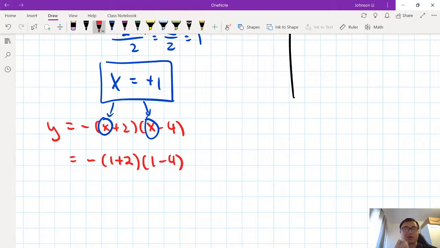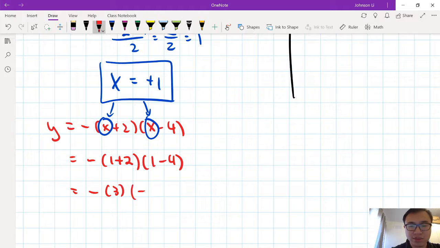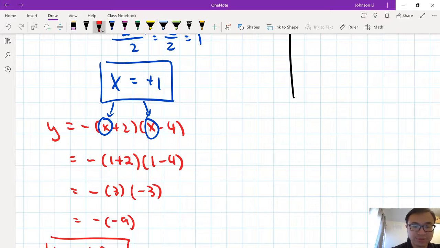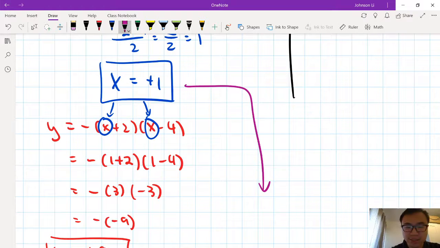Now that we have this down, we finish off the equation by calculating whatever y is equal to. So 1 plus 2 is equal to 3. 1 minus 4 is equal to negative 3. We multiply them together and we get 3 times negative 3 is negative 9. This is equal to positive 9. So we have our y value and we have our x value. We combine them together to form our vertex.